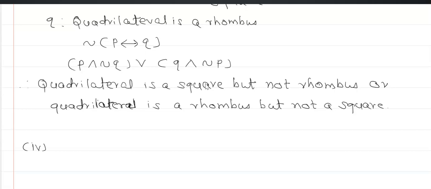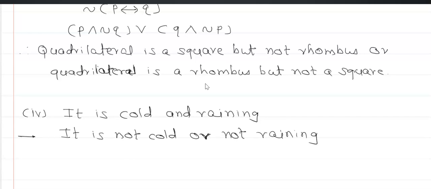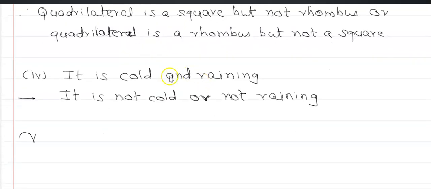Next is, it is cold and rainy. Now there is and, so it is not cold or not rainy. Very simple. We can have the negation: and is replaced by or, and not cold, not rainy.